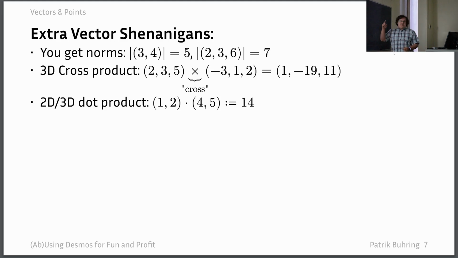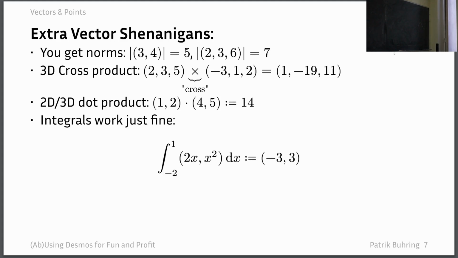And if you want to get a cross product, you type cross, like C-R-O-S-S, to get the times for cross. If you want to get a dot product, you just press the star key on your keyboard, and that'll put in a multiplication for you. Integrals work just fine over vectors. So if you take the integral, it just takes the integral of the individual components. But this is really powerful because this actually lets you do, for example, complex integrals, if you define what complex multiplication means.